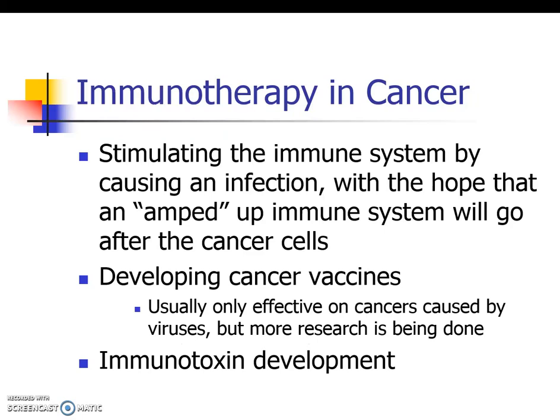And then the last thing is immunotoxin development. So again, just using the immune system to battle cancer in all the different ways that we possibly can. If we can develop certain chemicals that can basically be toxic to the cancer and destroy the cancer, that's another area of research and development right now in the fight against cancer.